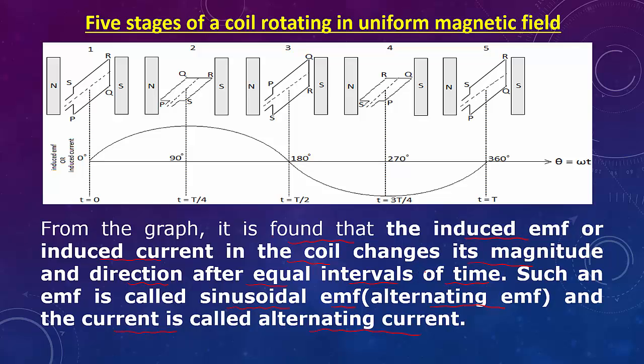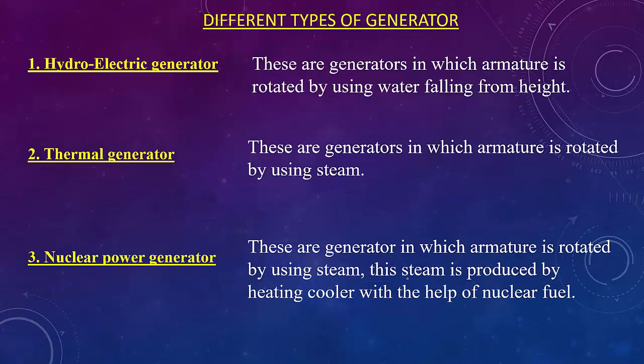So whatever current is produced, its magnitude and direction change for every half rotation. For equal intervals of time, its magnitude and direction change. So that EMF we can call a sinusoidal EMF, and the current is called alternating current. That's why in the next chapter, chapter number 7, we are going to study alternating currents. Now, the last part is different types of generator.